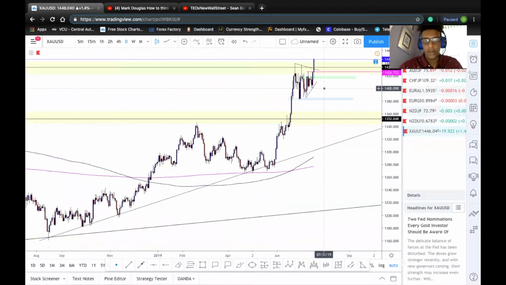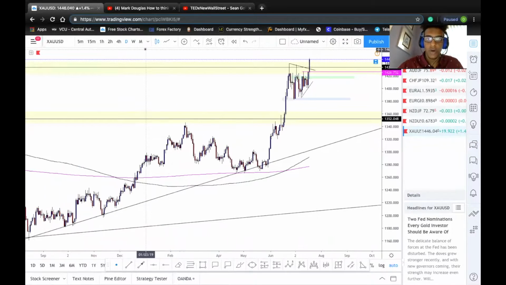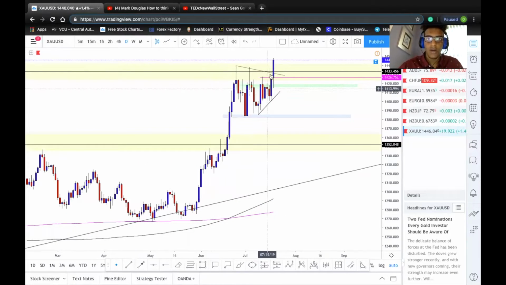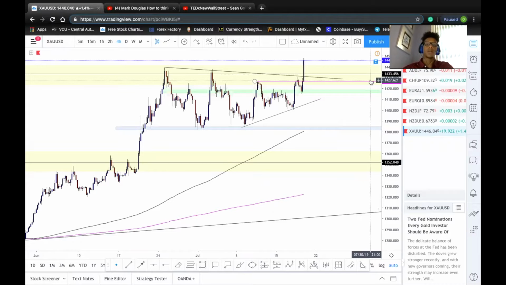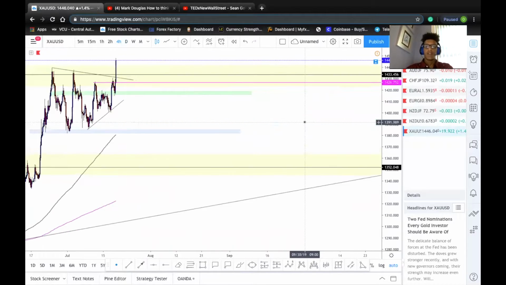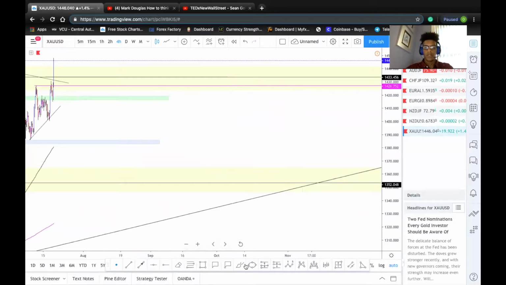And last but not least, gold. We are at some really yearly highs. You guys can see we did break our triangle formation, and we can see this continue from a retest, I believe, of 1438.